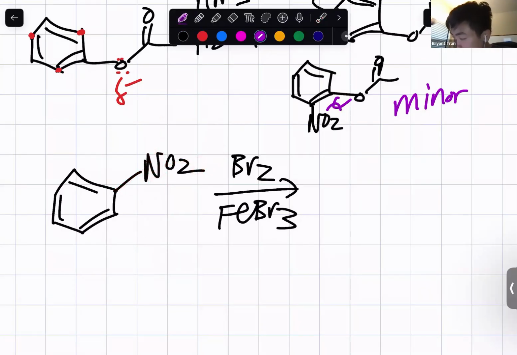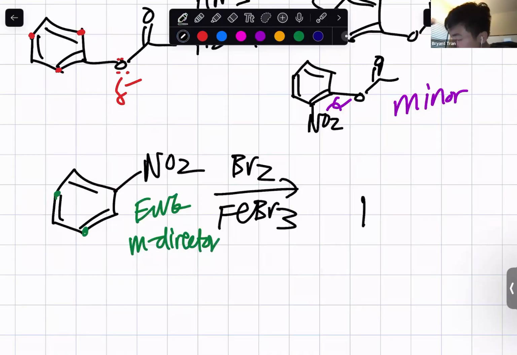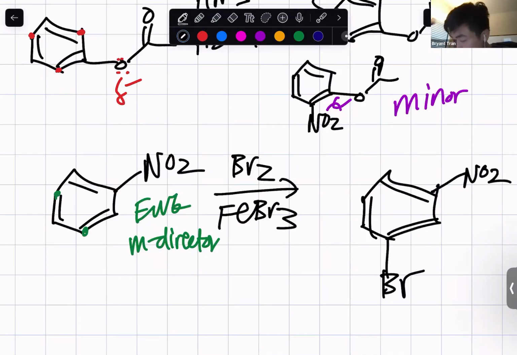And because this right here has a full positive charge, it's an EWG, which is a meta director. And the meta positions would be here or here. There are no other groups, so we don't have to worry about any steric hindrance or competition of directing groups. So we just add a bromine to one of those positions and get our final product there.